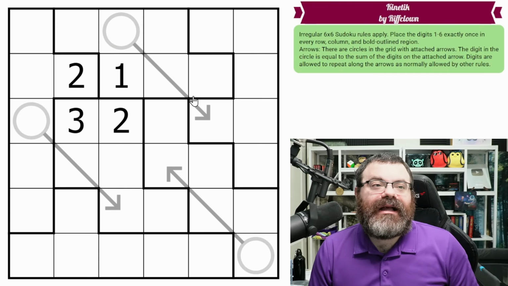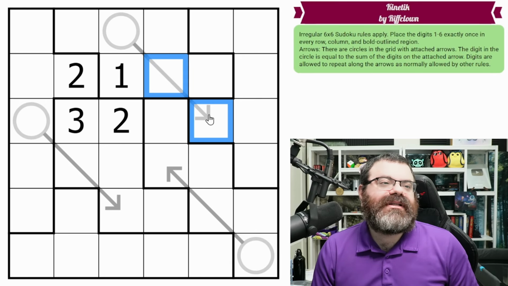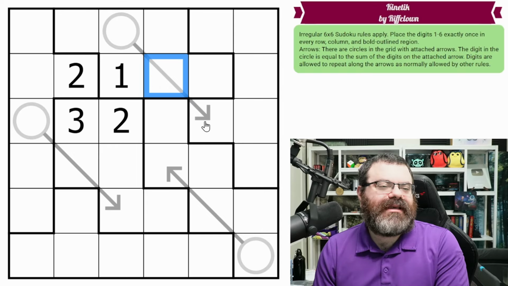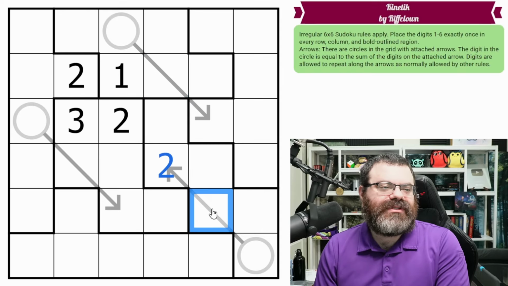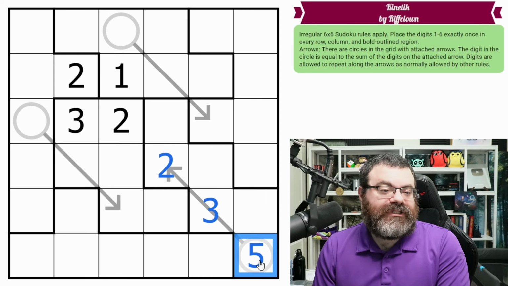All right. We also have arrows in the grid. So that's these arrows connected to a circle. The digits on an arrow sum to the value in the circle. So if this was 2, I guess I can't put 2. Anyway, let's do it down here. If this was 2, 3, that would add to 5. So we put a 5 in the circle.